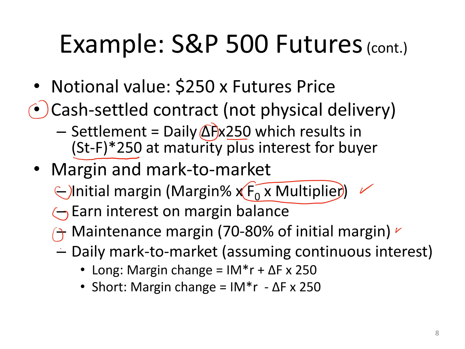And again, there's this daily mark-to-market or settlement process. If you are long the futures contract, your daily margin change is going to be whatever margin you have on balance at the time times an interest rate, plus the change in the futures price times the multiplier. And if you're short, it's minus the change in futures price times the multiplier.